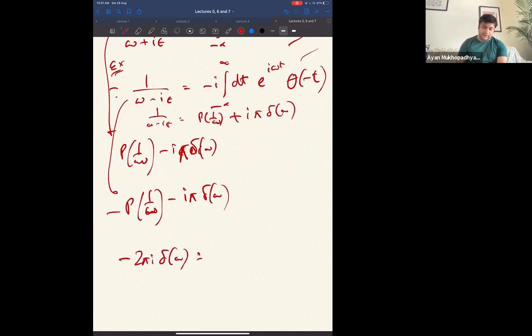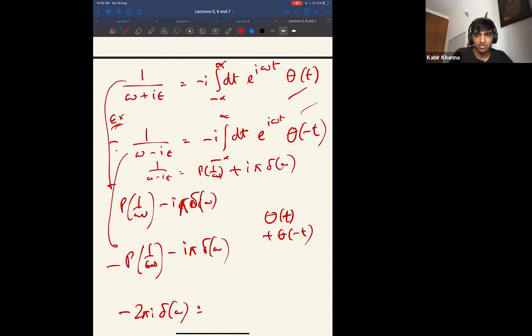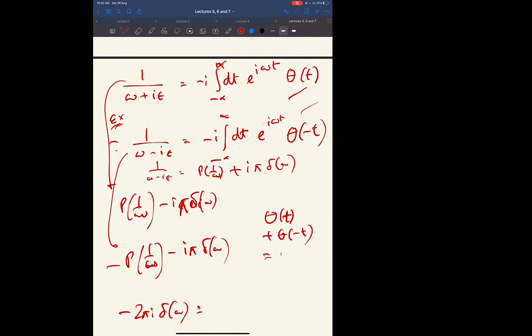On the right hand side, I should simply add theta t with theta minus t, right? And theta t with theta minus t is what? What is the addition of these two? Can somebody tell me? What is theta t plus theta minus t? A constant function, right? Rectangular function. It's simply identity, right?